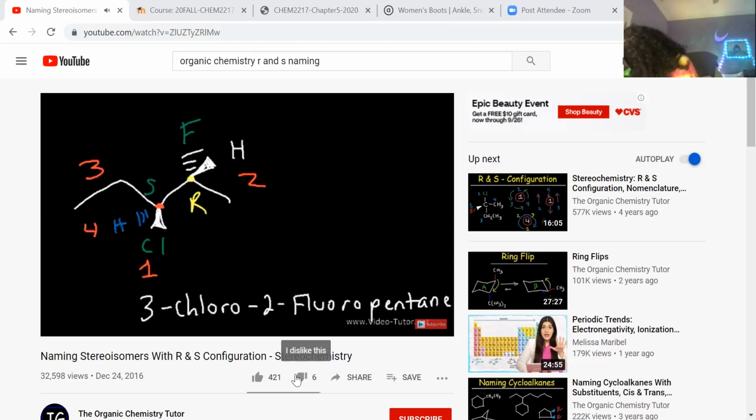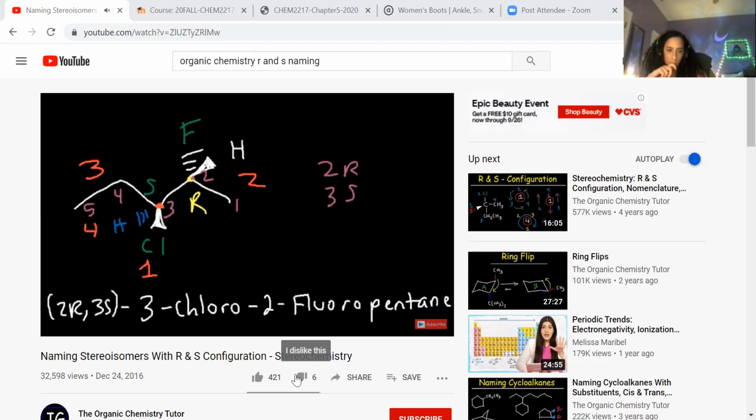Now keep this in mind. The R configuration is on carbon 2. The S configuration is on carbon 3. So we're going to write 3S. As you can see, this is carbon 1. Carbon 2 is a chiral center with an R configuration. Carbon 3 is a chiral center with an S configuration. And here's 4 and 5. So to put it together, it's going to be 2R, 3S, dash 3-chloro-2-fluoropentane. And so that's how you can name a compound with 2 chiral centers.